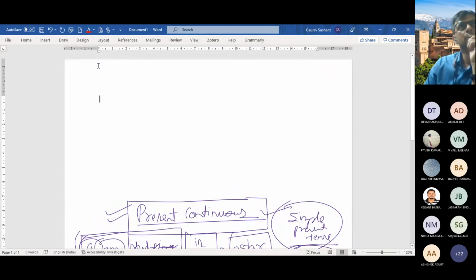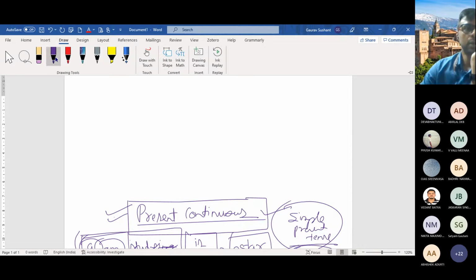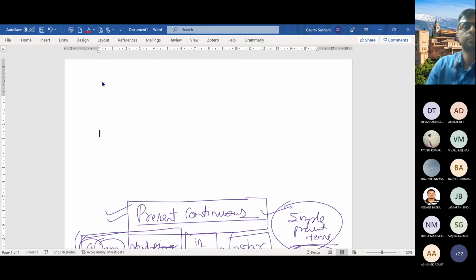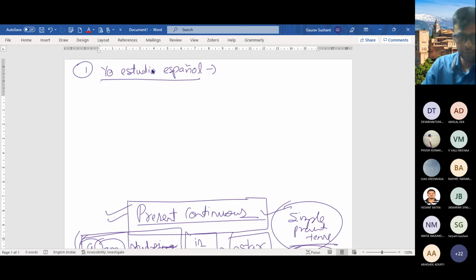So how will I give you the exercise? Something like this could be given to all of you, where you have to change a simple present tense sentence into present continuous. So for example, yo estudio español. Okay. So you have to change it into present continuous. So how will you do that? You have to find out what is the original form of the verb estudio.